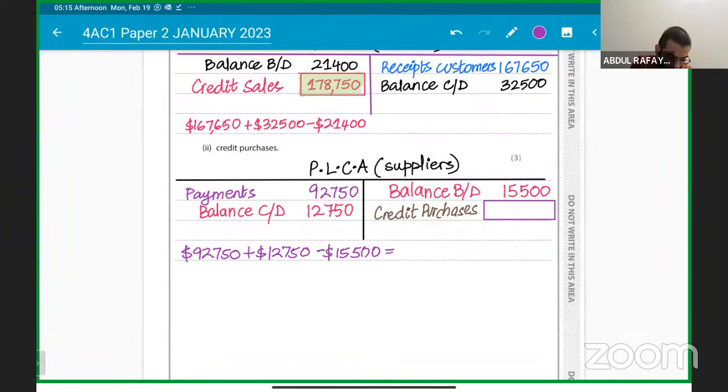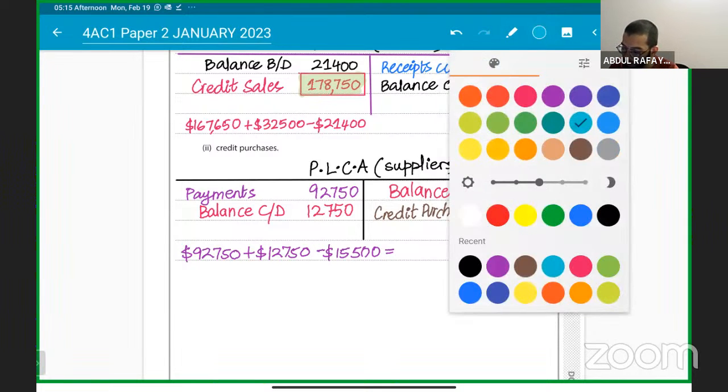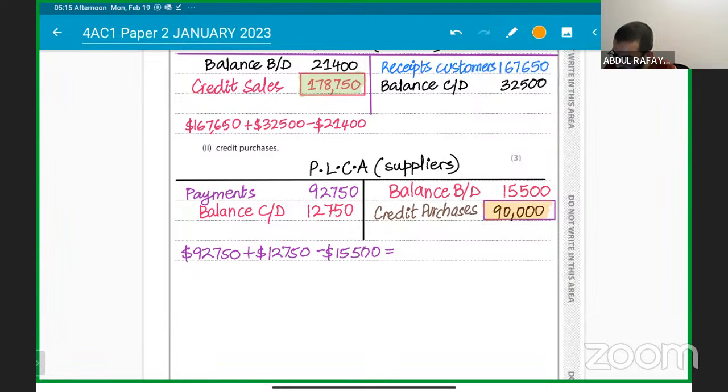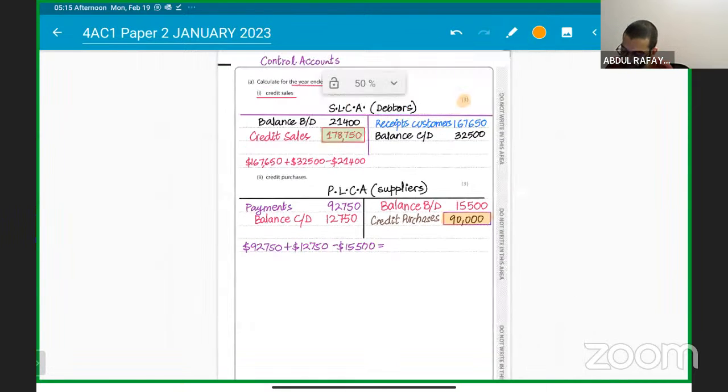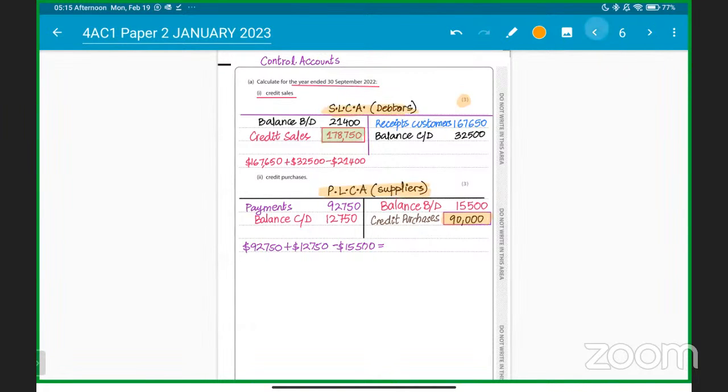So 92,750 plus 12,750 minus 15,500. I am getting credit purchases as $90,000, which must be correct, and it is correct. Okay, understood? Now we are getting the values following. That's how we make the purchase ledger control account and get the answers. Okay, clear on this?